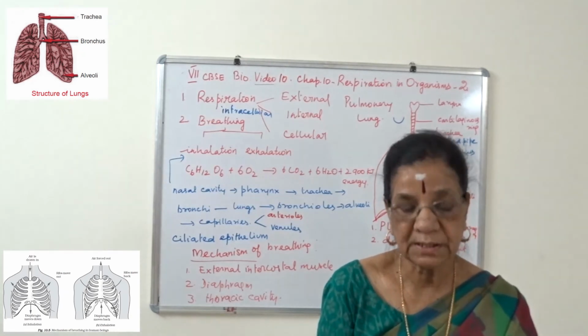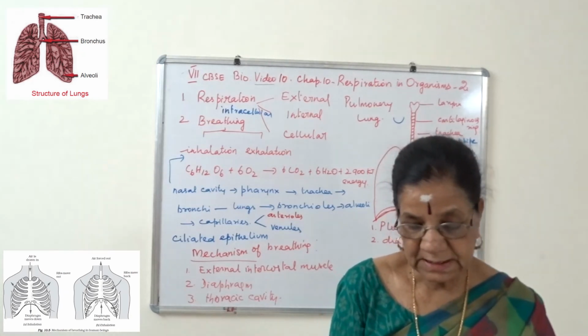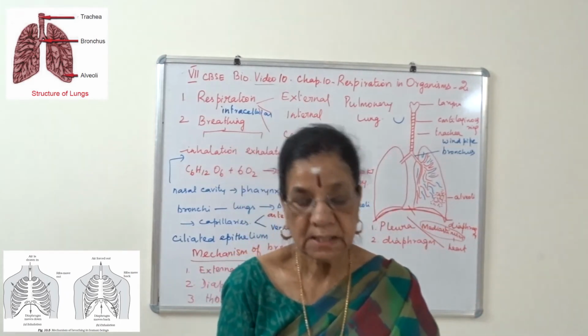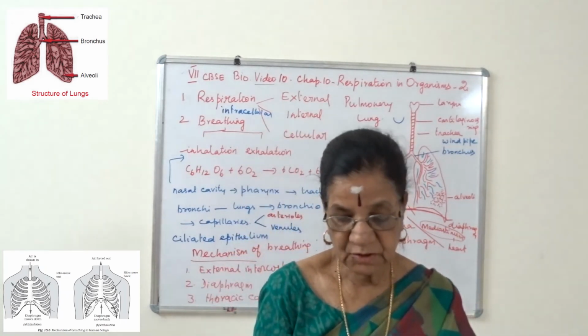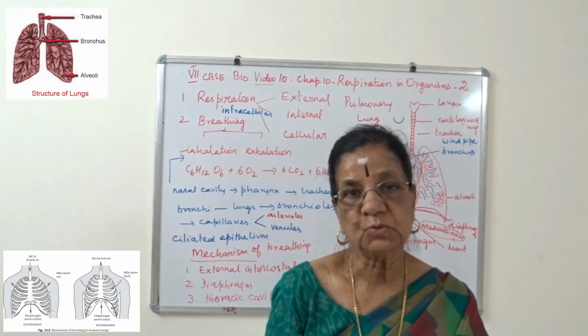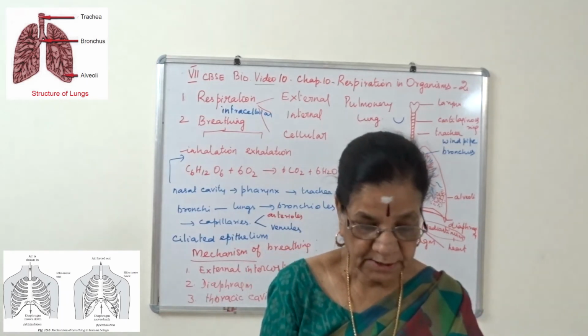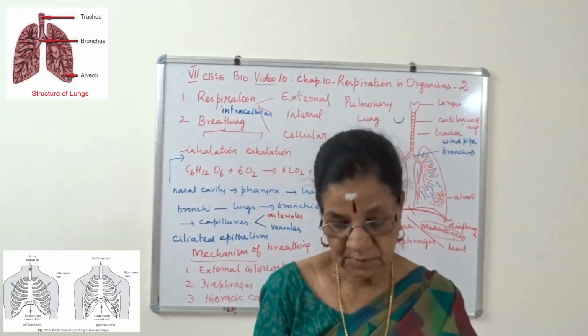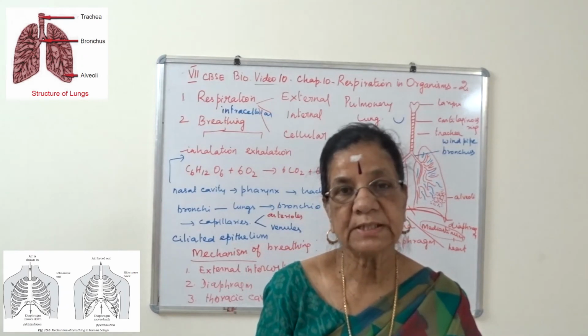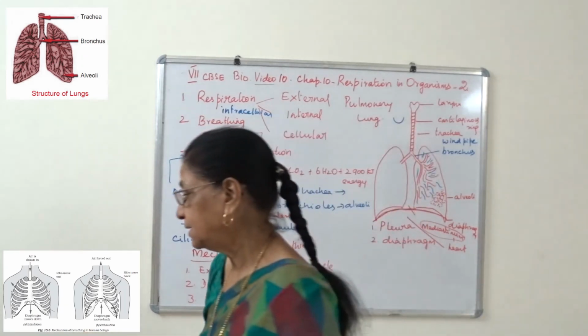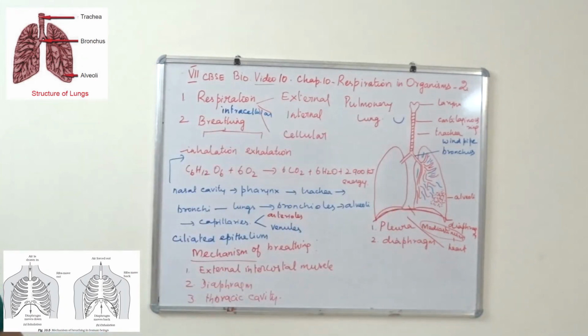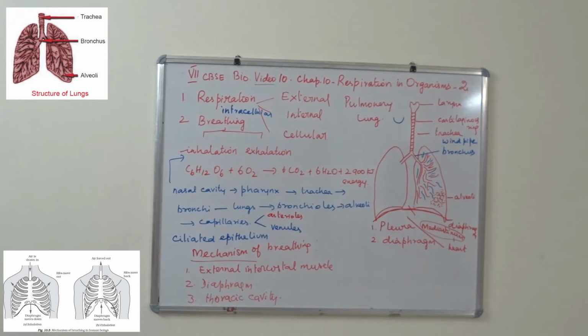Then during expiration, the diaphragm relaxes. That is very simple. The diaphragm relaxes and rises, resuming its original dome shape. Okay, and the ribs take their original position as a result of contraction of the internal intercostal muscles. I hope you understand this. So this is the mechanism of breathing.